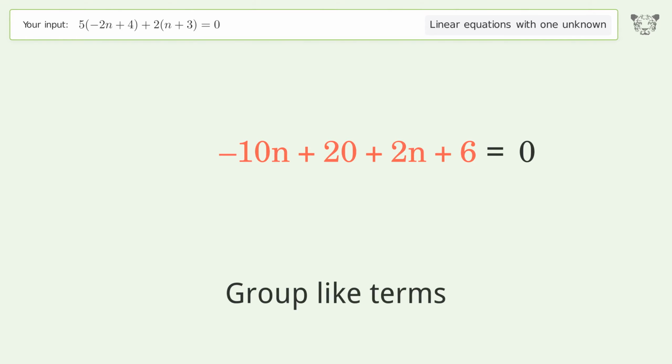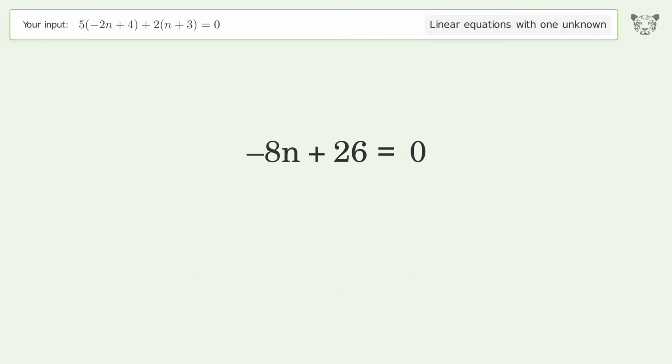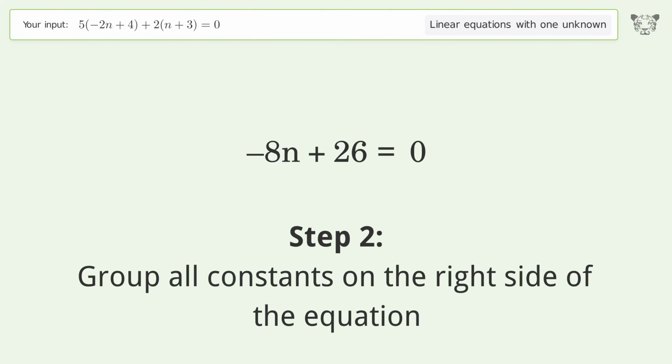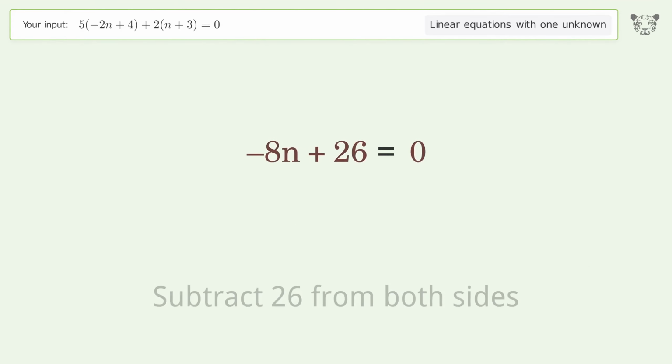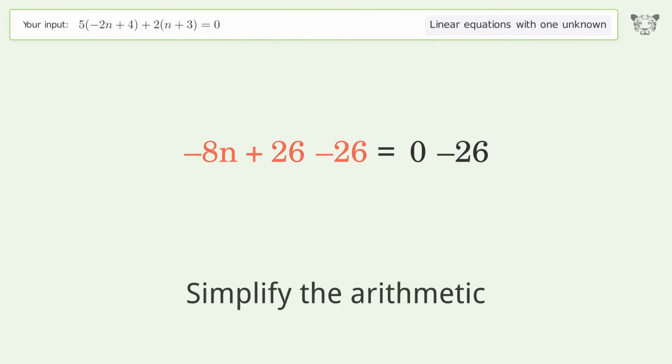Group like terms. Simplify the arithmetic. Group all constants on the right side of the equation. Subtract 26 from both sides. Simplify the arithmetic.